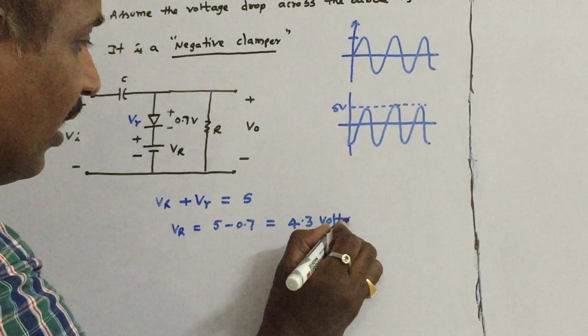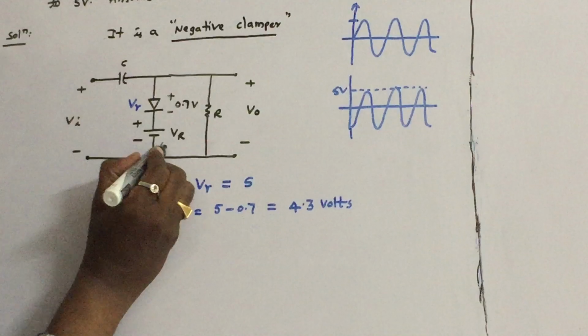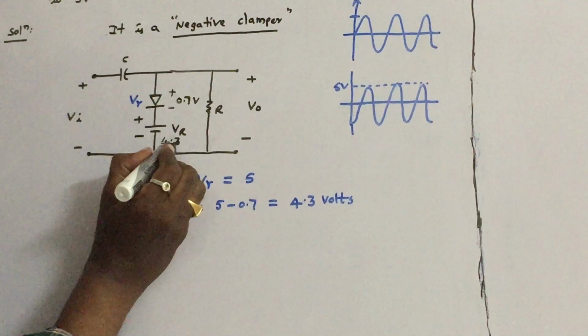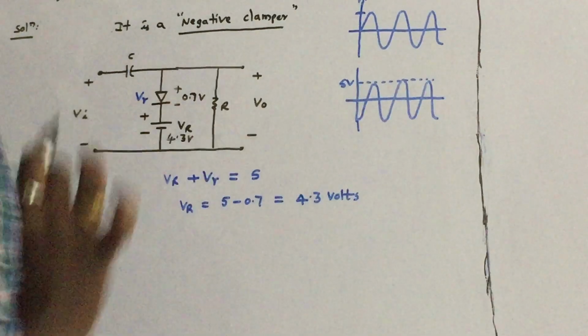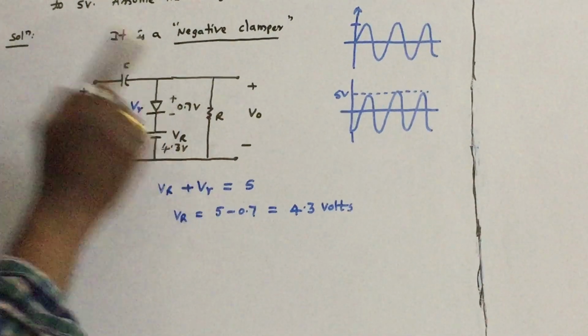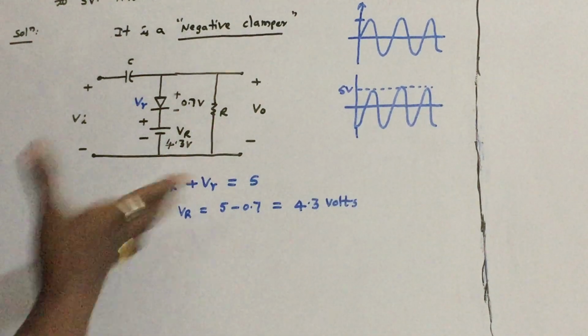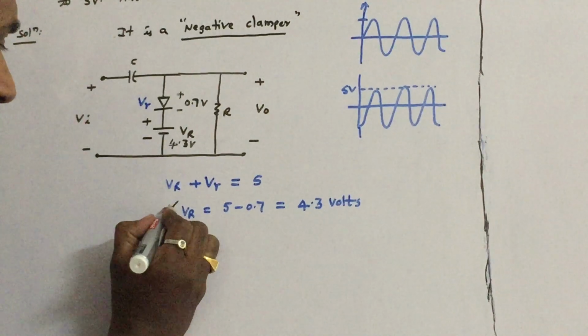This is a very important point we have to observe. So what is the value of VR we have to take in the problem? 4.3 volts, remember that. 4.3 plus 0.7 will become 5 volts. So that will be the answer. Now, next we have to find the capacitor and resistor values, and that will complete this design. This value is very important when the diode drop is given.